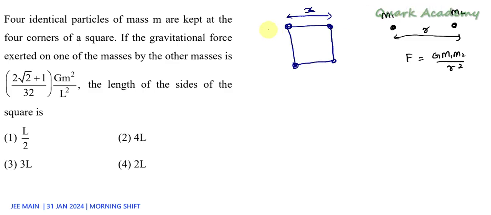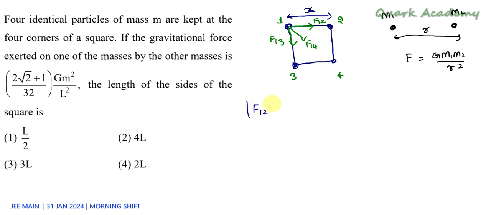So let's assume one of the masses. First we'll number them: let this be 1, this is 2, 3 and 4. We'll find the net force on mass 1. It will experience force due to the remaining masses. This second mass will attract it in this way with the force F12. F12 means force on the first mass due to the second one. Similarly, this one is F13, and here this is F14.